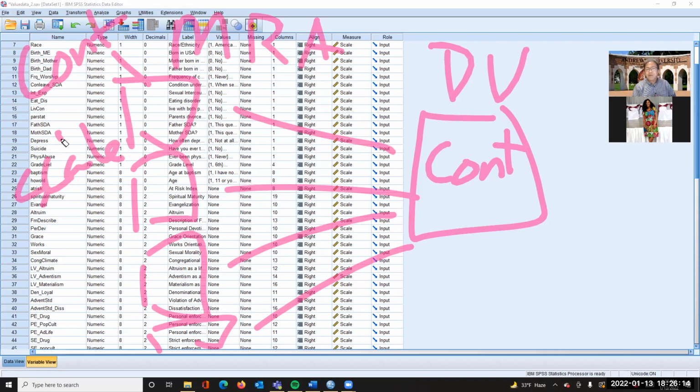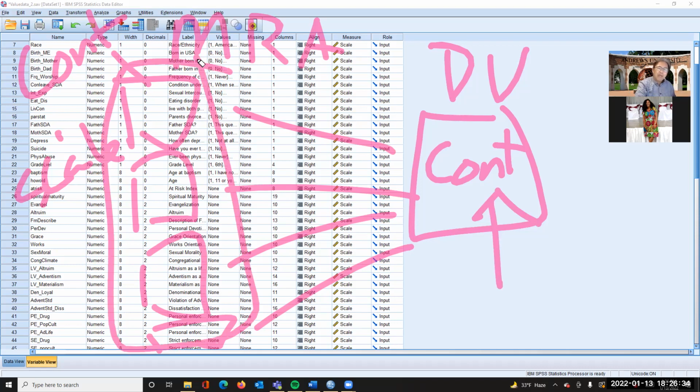I also said to you that you can do multiple regression analyses with mixtures of categorical and scale variables. In other words, you can have a continuous dependent variable and mixtures of independent variables that are categorical and scale variables. So it is possible to do that, and in that sense, we will use something called categorical regression analysis. Okay.